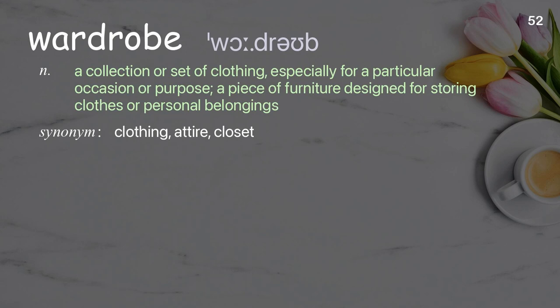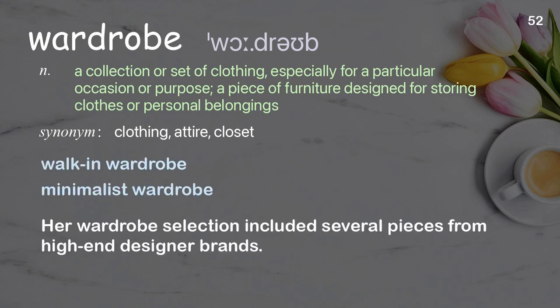Wardrobe: a collection or set of clothing, especially for a particular occasion or purpose, a piece of furniture designed for storing clothes or personal belongings. Examples: walk-in wardrobe, minimalist wardrobe. Her wardrobe selection included several pieces from high-end designer brands.